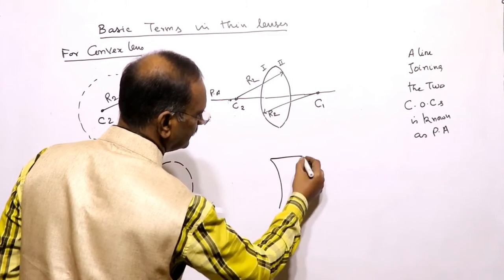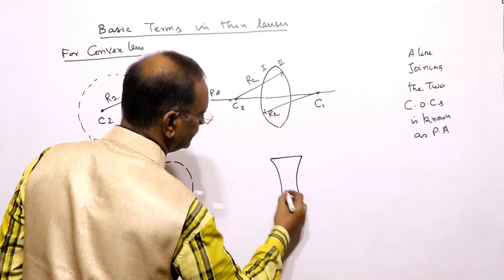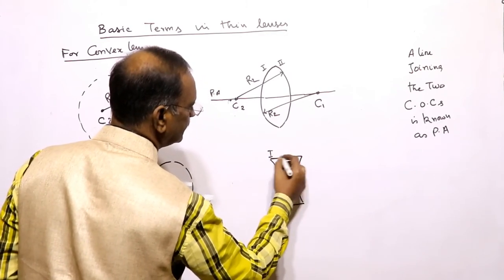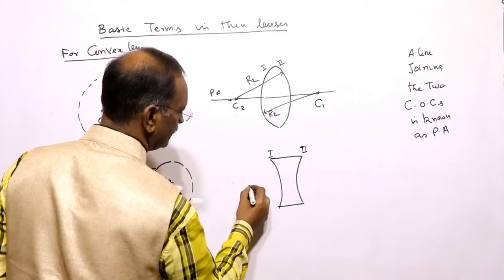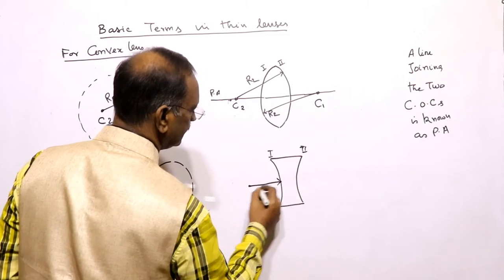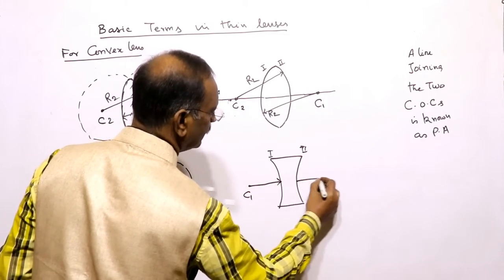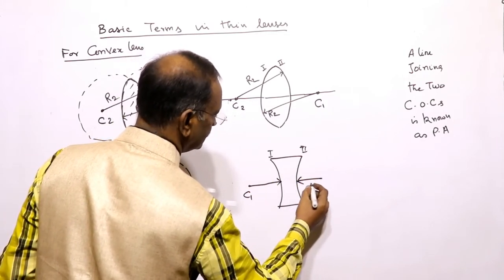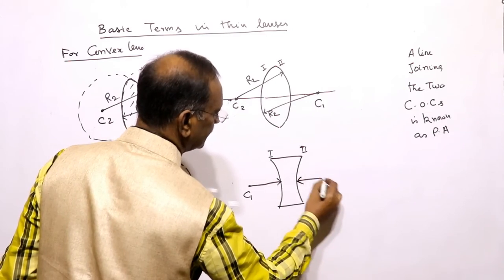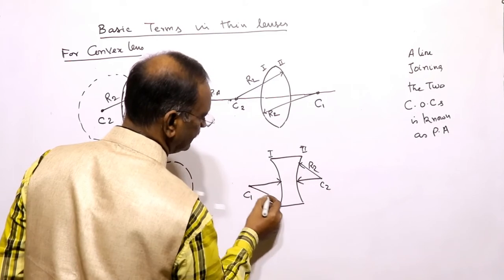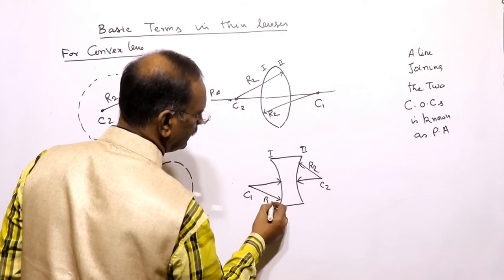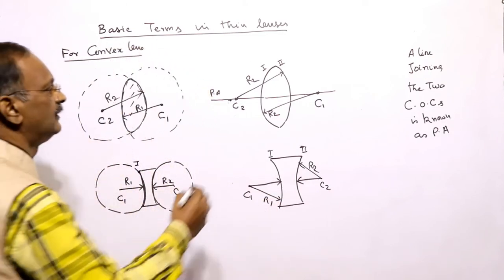So we can write it here. This is the convex lens. This is surface 1, this curved surface. This is curved surface 2. It will have its center of curvature here. This is C1, and the center of curvature for this one is here, and the radius of curvature is R2. This is R1. So this is the optic center.